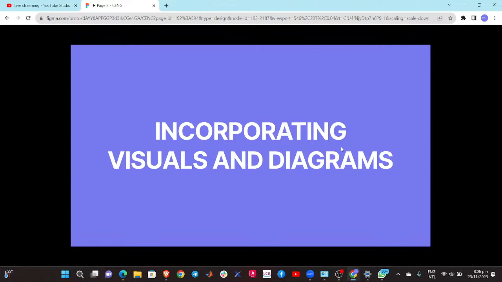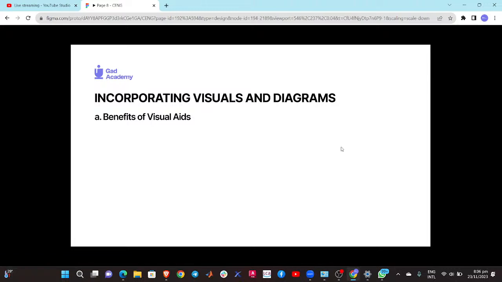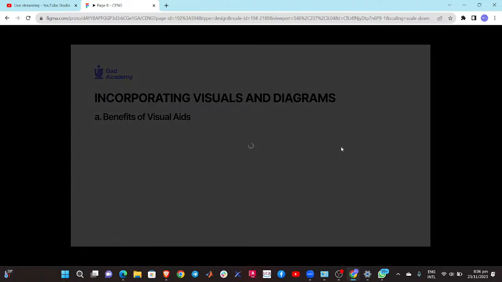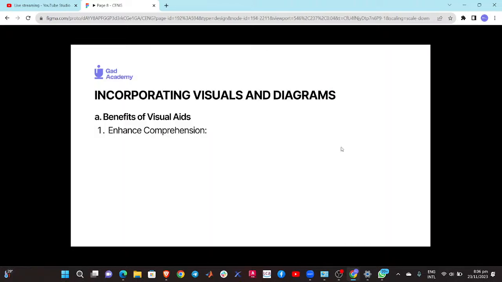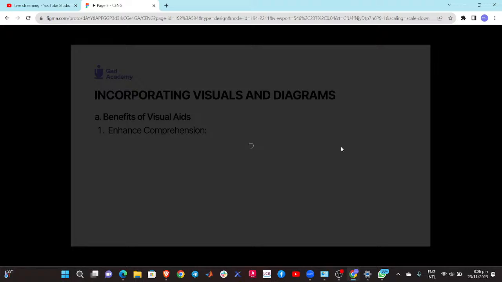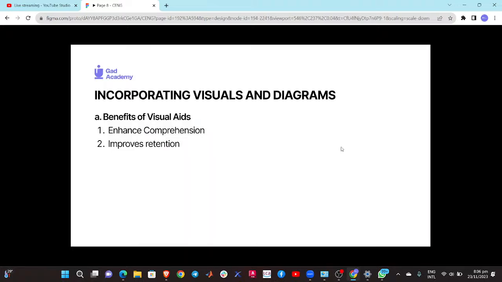So incorporating visuals and diagrams. This will be our last session for providing clarity and effective communication. So incorporating visuals and diagrams, we have the benefits of visual aids. Benefits of visual aids. I've seen in research works, I've seen in publications and all, and I've realized over time that when you add pictures or graphics or graphs or any chart to your work, people really understand what you are doing and they are able to follow along.